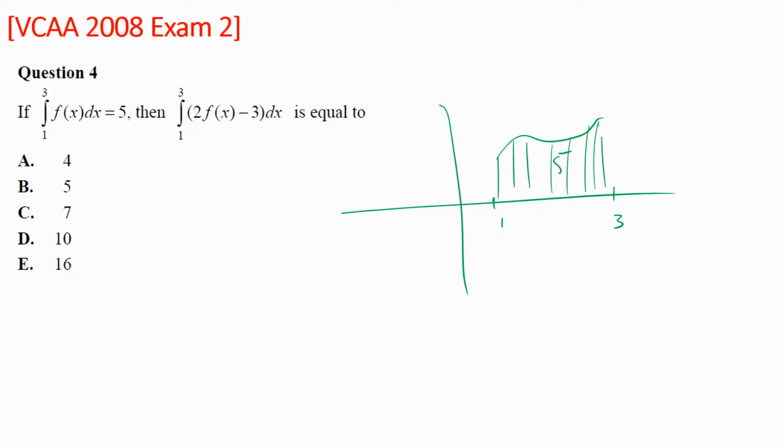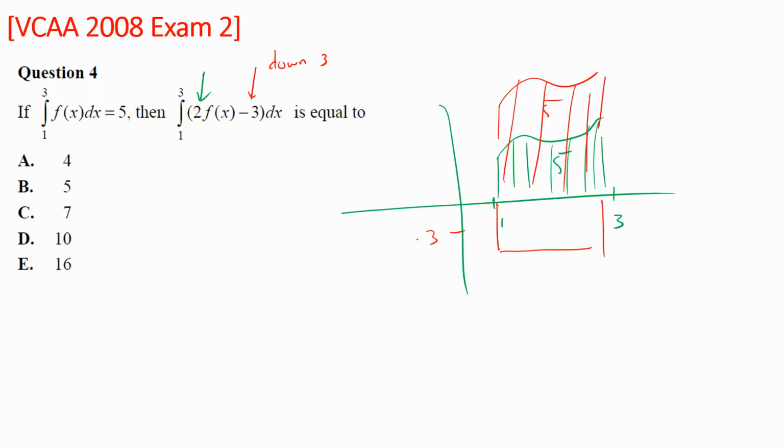Now read the transformation. The transformation says you're going to multiply it by a factor of 2 from the y-axis. So that means you're stretching it up, or doubling it. If you double it, that's an extra 5, which now makes a total area of 10. But then I'm shifting the graph down by 3.